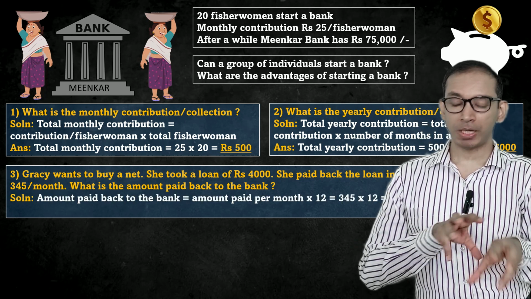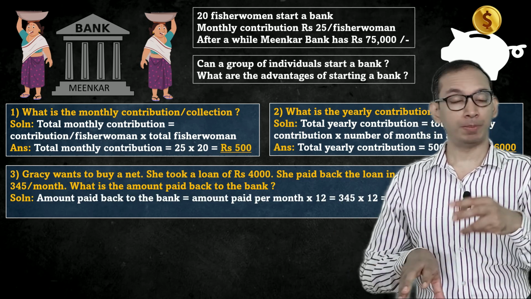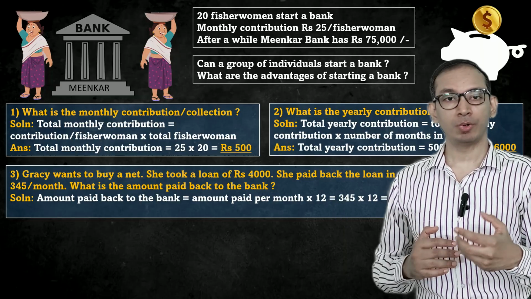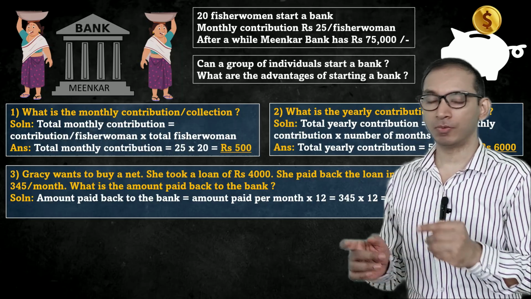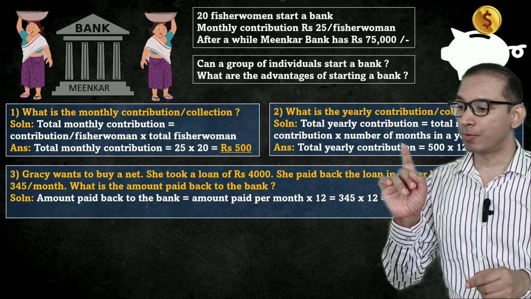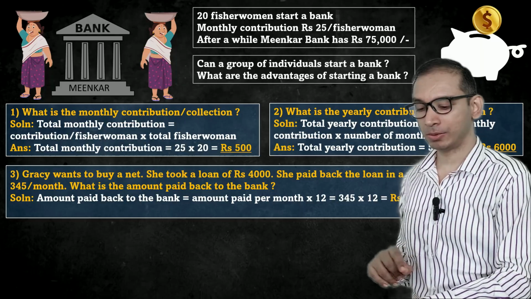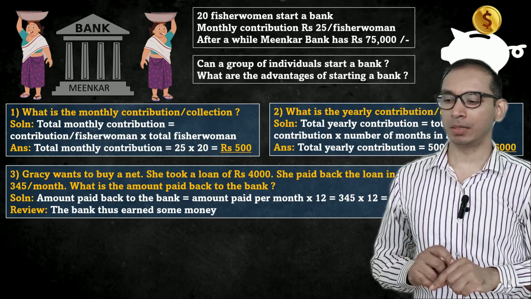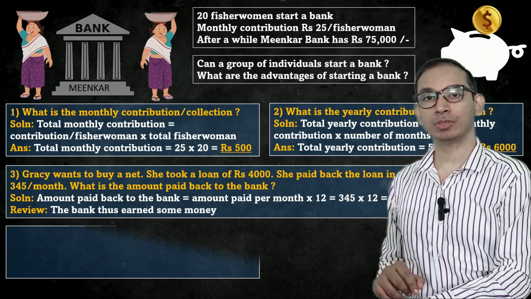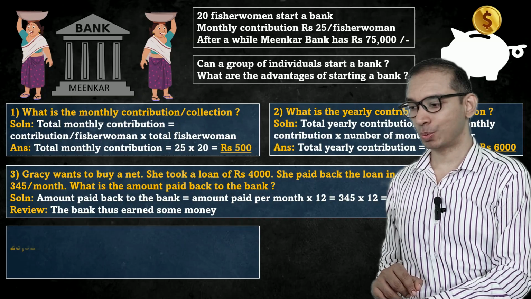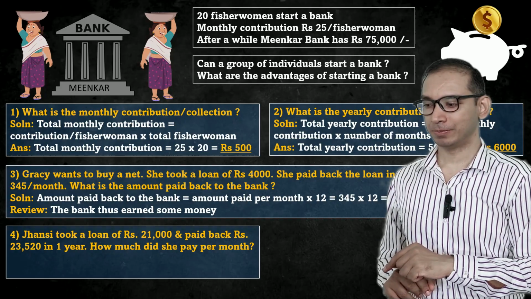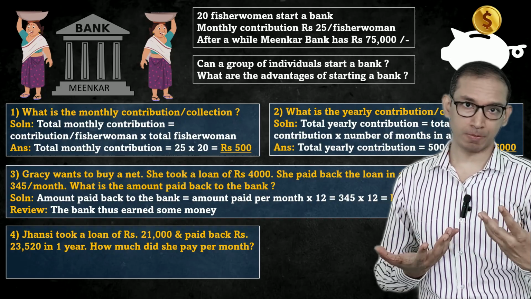So the amount that is paid back to the bank is the amount paid per month, which is 345 rupees into 12. That totals to 4,140. Remember, she took 4,000 rupees from the bank. So the bank here has earned a profit of 4,140 minus 4,000, which is rupees 140. So that's how banks make money.